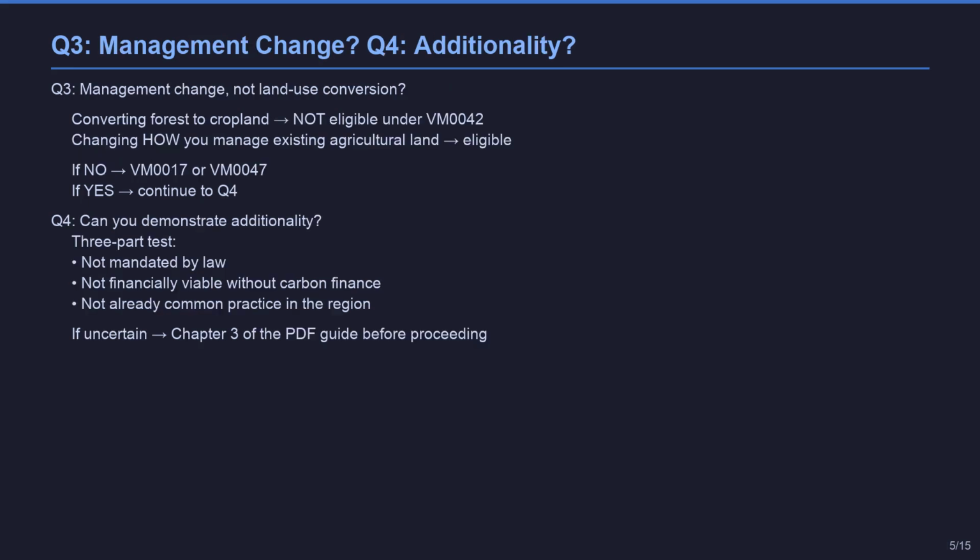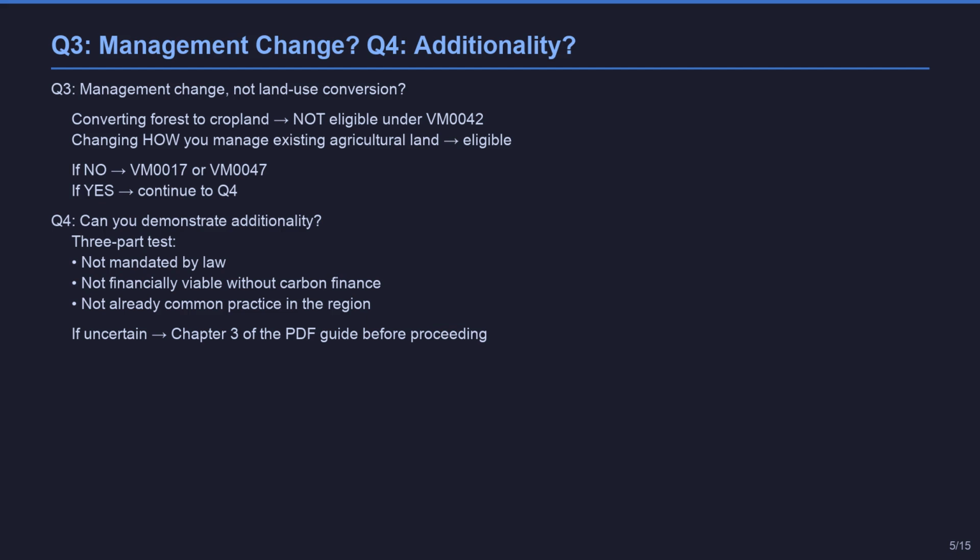Question 3. Is the project activity a management change rather than a land use conversion? Converting forest to cropland is not an eligible VM0042 activity. Changing how you manage existing agricultural land is. If the activity is a land use conversion, look at VM0017 or VM0047. If yes, continue.